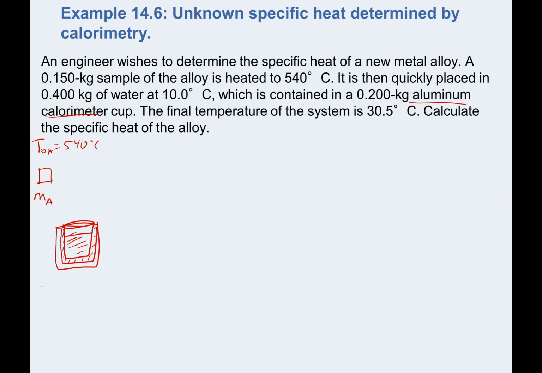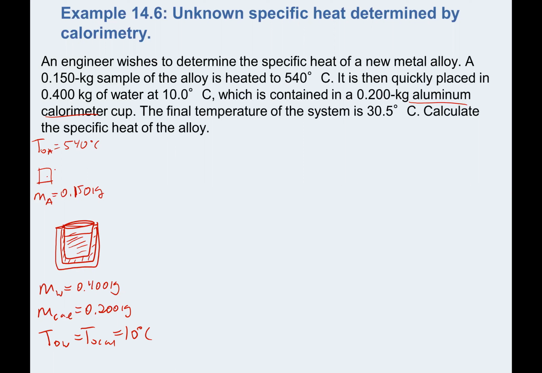That means I can say the mass of water is 0.400 kilogram. By the way, the mass of the alloy is 0.150 kilogram. And I'm given the mass of the calorimeter cup, CAL, and this is equal to 0.2 kilograms. Both the water and the calorimeter cup are in thermal equilibrium. That means T initial of water is equal to T initial of the calorimeter cup, and that's 10 degrees Celsius.